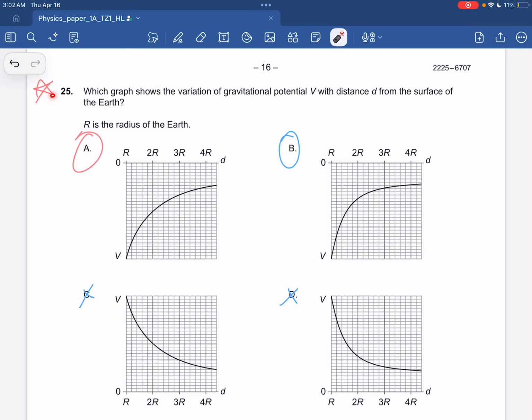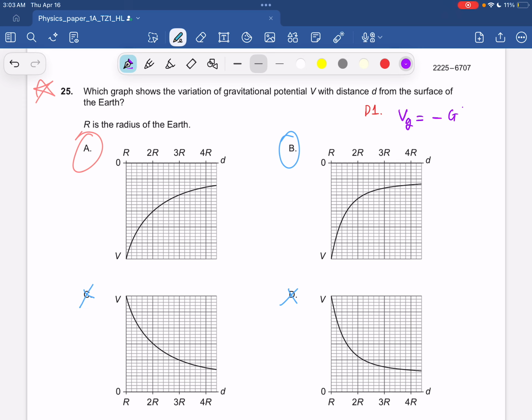So this question is about gravitational potential V. How does it change along the distance from the surface of the Earth? If you have a look at the D1 part in the data booklet equation, you will see the formula of it, like a negative GM over r. r is at the distance d here. This is just from the surface of the Earth, okay?